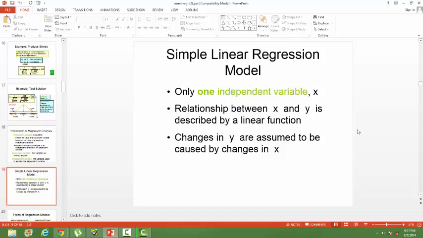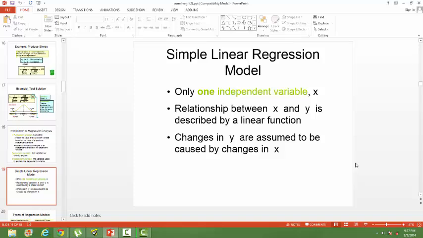Why is it linear? Because the coefficients, whether the slope coefficients or the intercept, are linear in nature, not curvilinear or quadratic. It cannot be cubic, quadratic or logarithmic in nature. The relationship between x and y essentially should be in a straight line fashion. It should not be parabolic or circular, that sort of relationship.